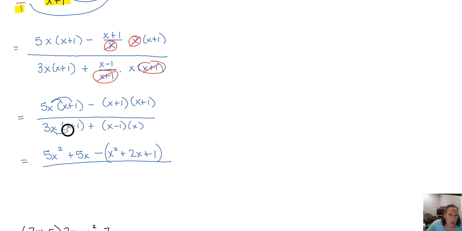In the denominator, we're going to distribute 3x. So 3x times x plus 1 is 3x squared plus 3x. And then we can distribute the x. This is a plus sign, so we don't have to have parentheses. We're not going to distribute anything here. So if we distribute that x times x minus 1, we'll get x squared minus x. Now let's distribute that negative. Make that a negative x squared, a negative 2x, and a negative 1.